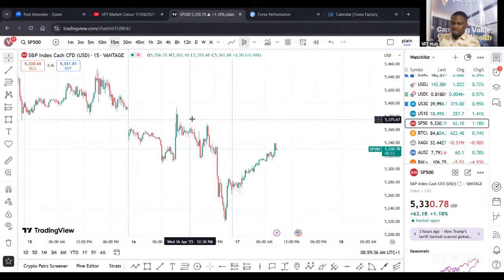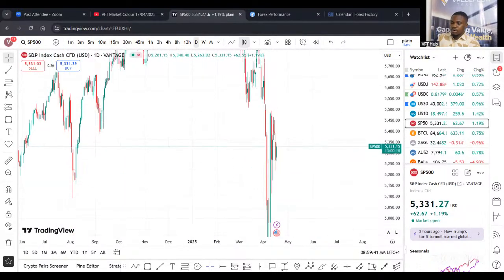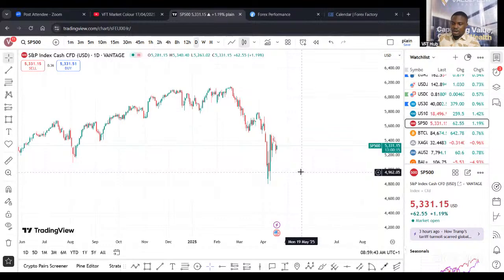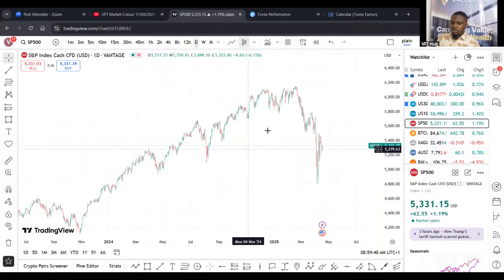Almost the same analysis across the board for them. On the daily time frame, they are very much bearish, right? We are bearish as we speak in the market. You can see that's changed.